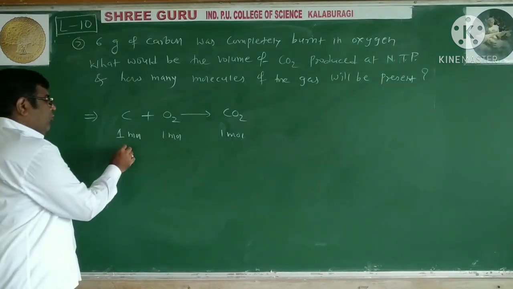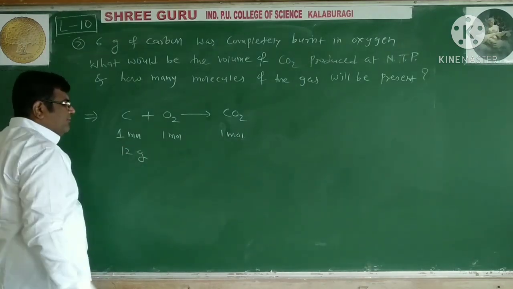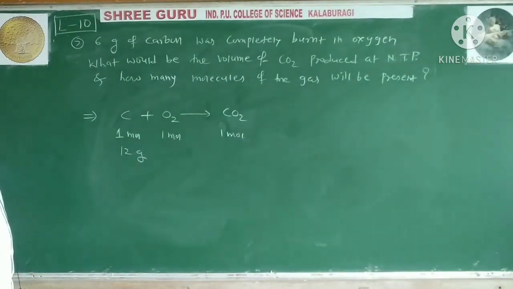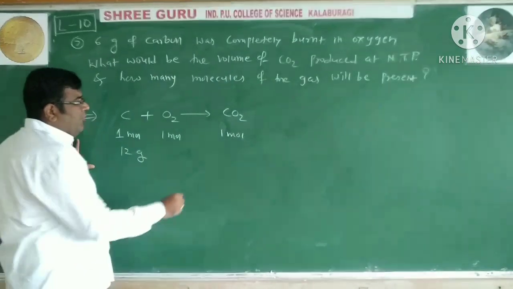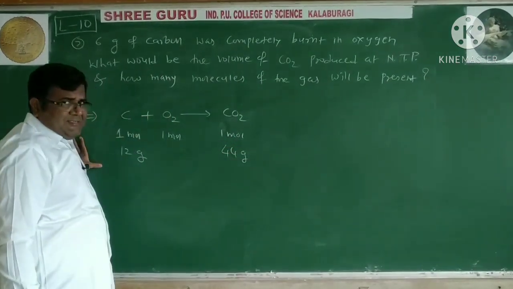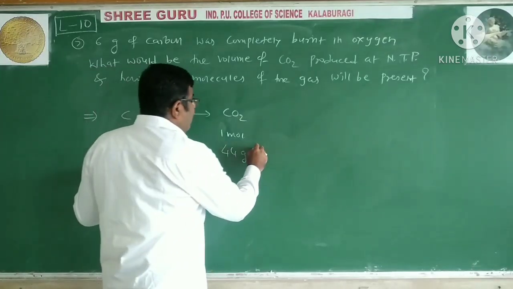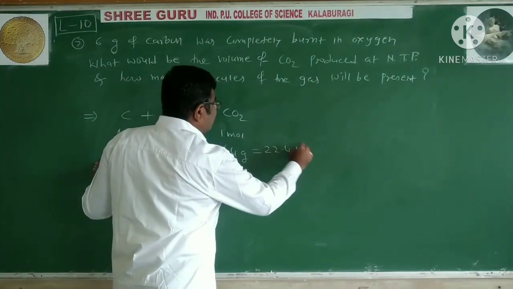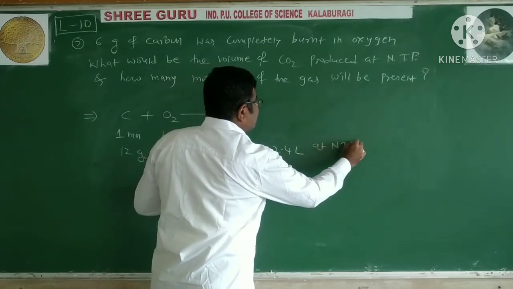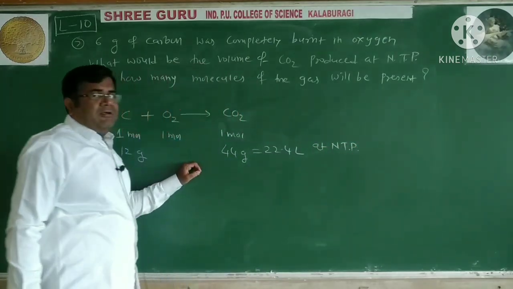1 mole means 12 grams of carbon is burnt. Carbon dioxide 1 mole means 44 gram because there is molar mass, and volume wise it is 22.4 liter at NTP, because that is what we call the gram molar volume.